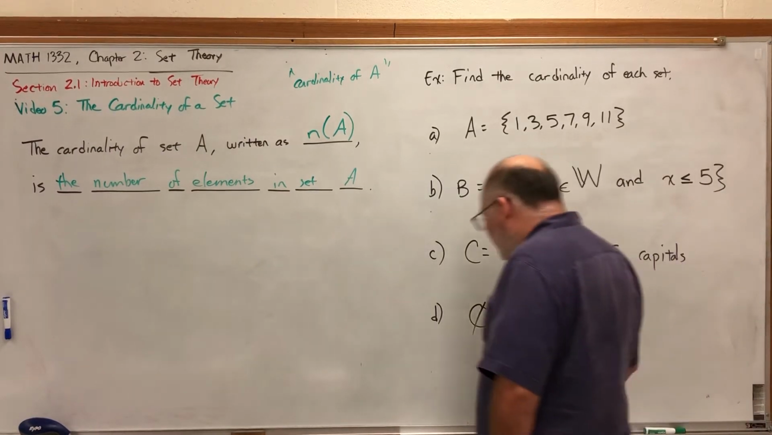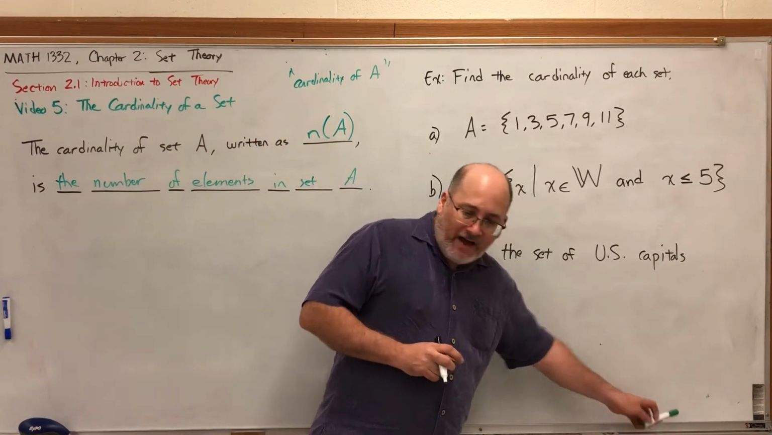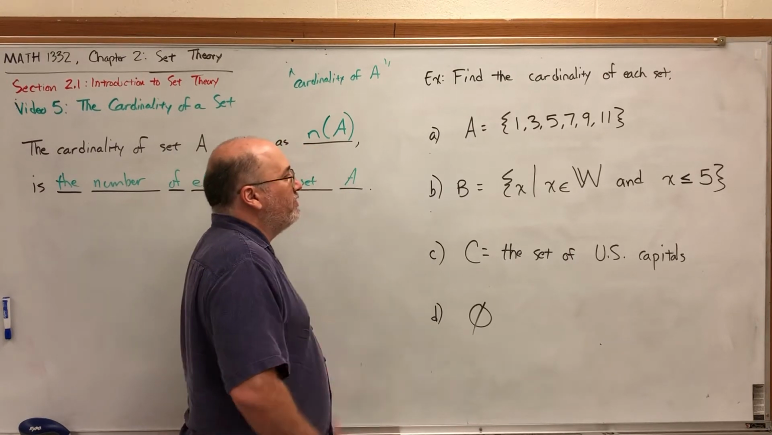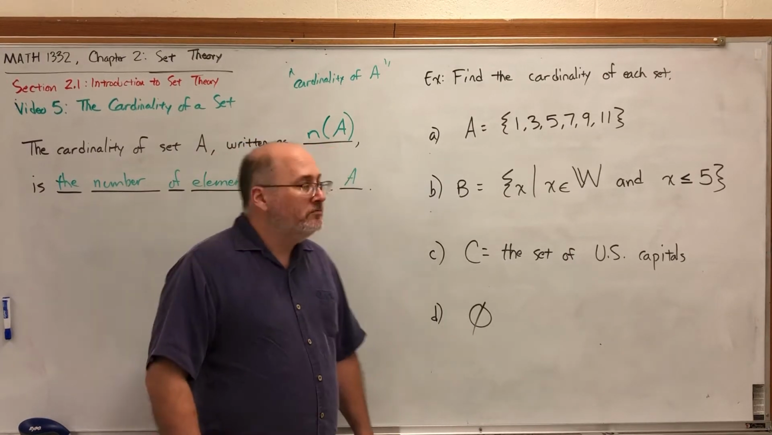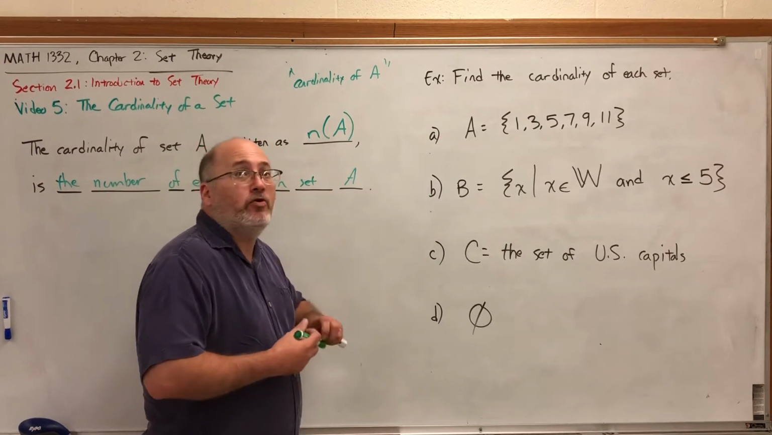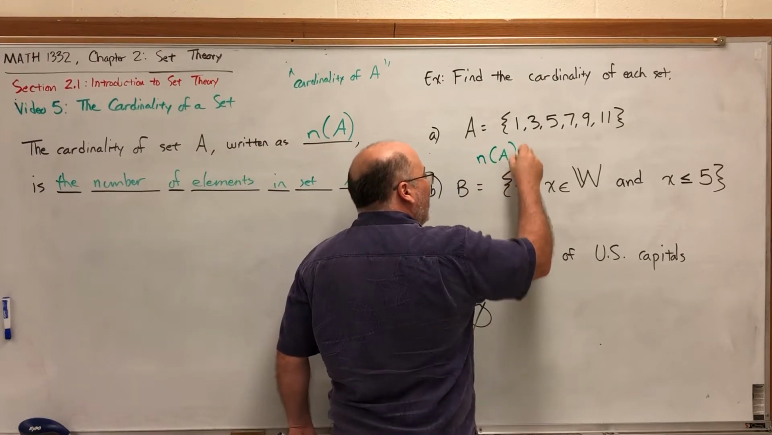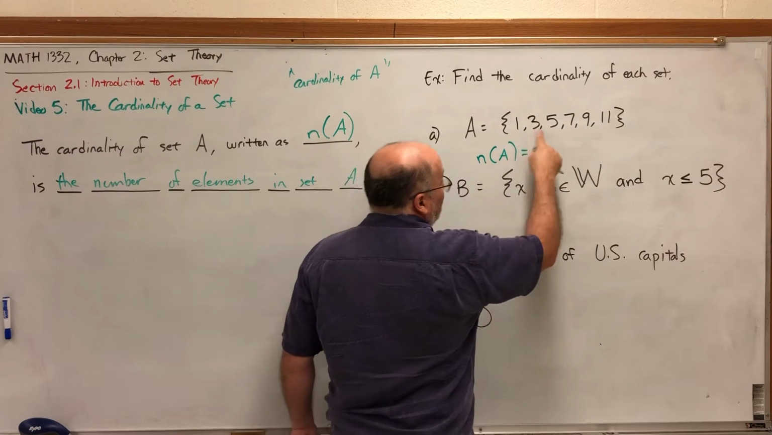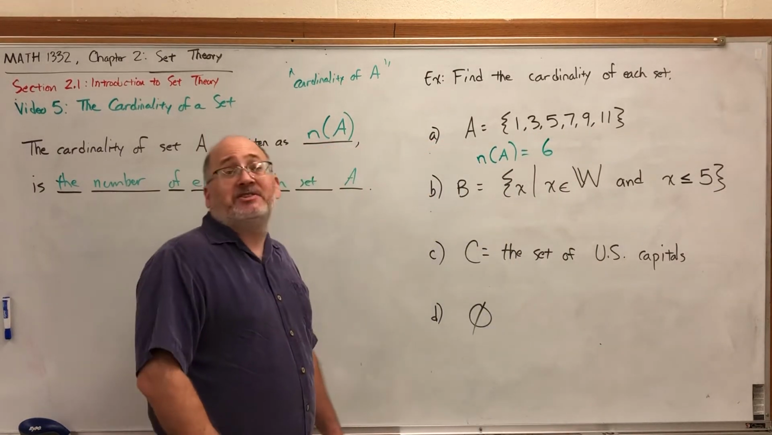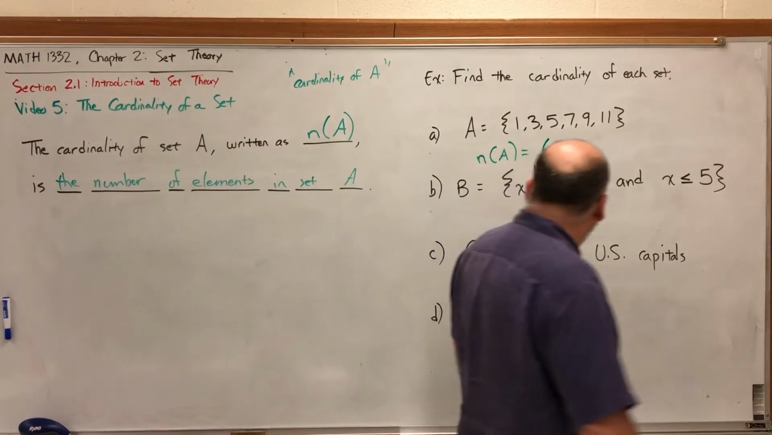Let's start with set A, which contains 1, 3, 5, 7, 9, 11. You could say it's the set of odd numbers less than 12. I'm sure there are other ways to describe it, but we'll just go with the roster form. To answer the cardinality of A, you simply have to count how many elements it contains: 1, 2, 3, 4, 5, 6. I contain 6 elements, so my cardinality is 6. What about B?